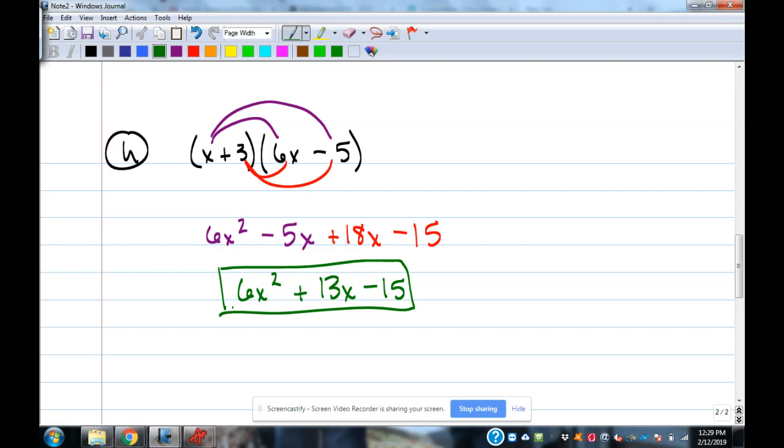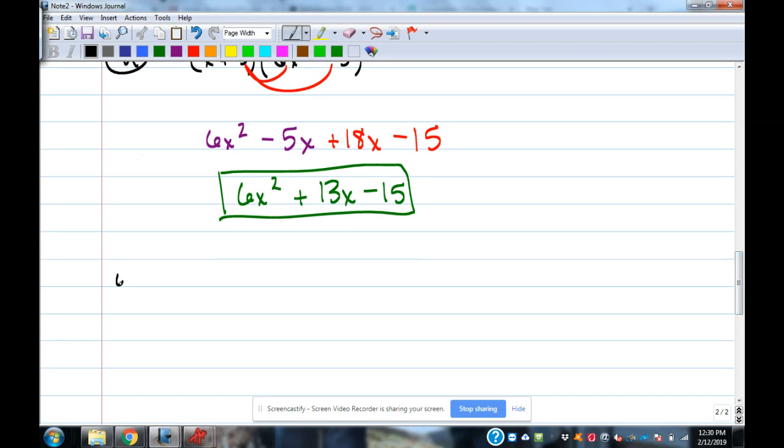Notice the order that I'm writing the answer in. Biggest exponent and then go down. That's called descending order, and that's the order you want to get used to putting it in, because that's what's called standard form. Okay.